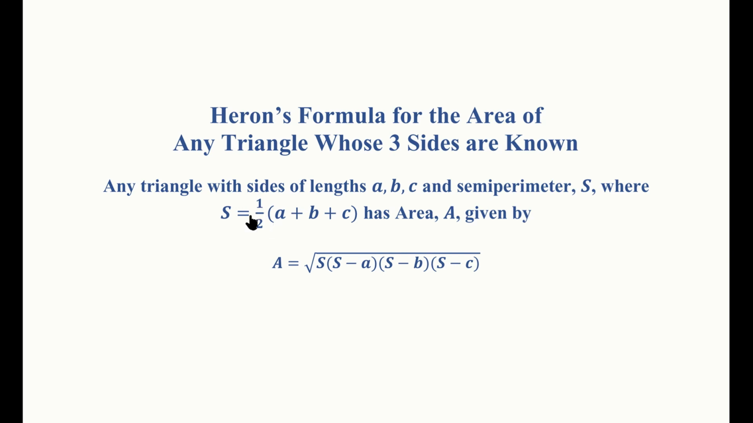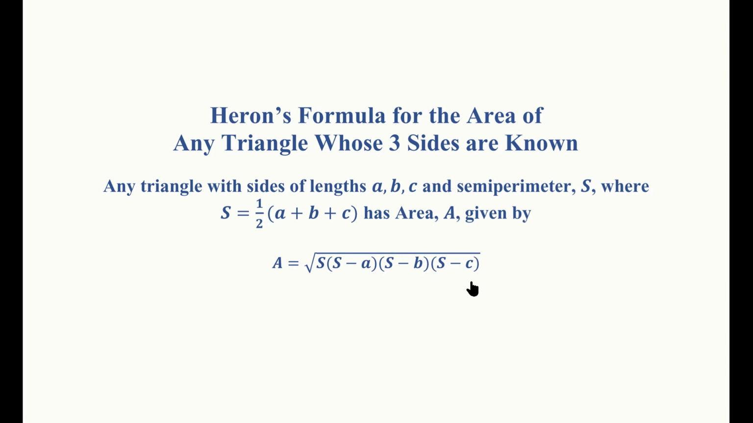So when you take half of that, that's called the semi-perimeter. Then this formula will give you the area. So the square root of that semi-perimeter times that same semi-perimeter minus the first side, and again that's the semi-perimeter minus the second side times the same minus the third side. So this is really an amazing result because it doesn't involve angles at all.